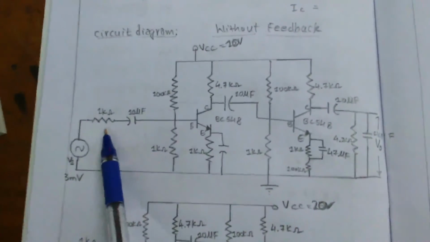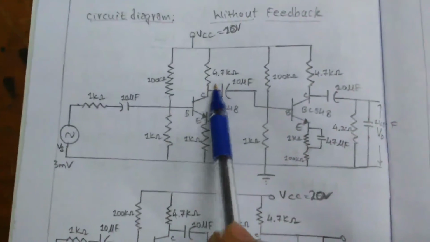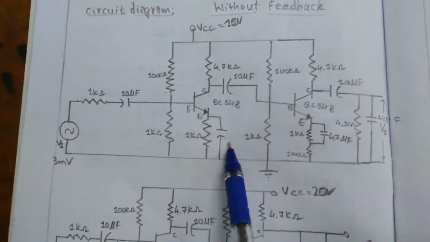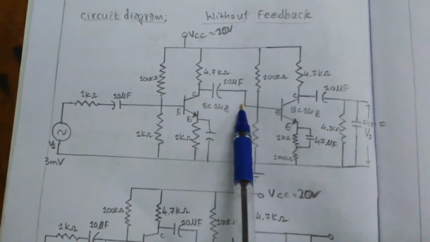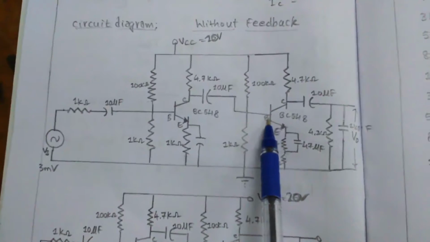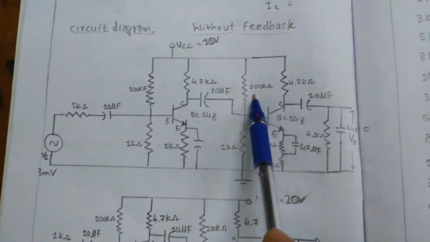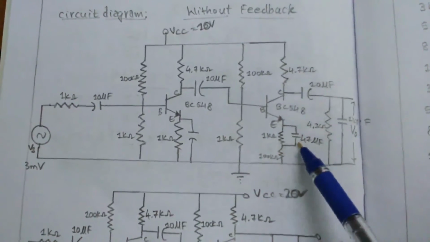This circuit belongs to without feedback. You have RS, coupling capacitor, R1, R2, RC, RE, bypass capacitor, coupling capacitor, and the output of this coupling capacitor of the first stage amplifier is connected to the base of the transistor of the second stage amplifier. Again R11, R12, RC2, RE2, and we have a bypass capacitor.